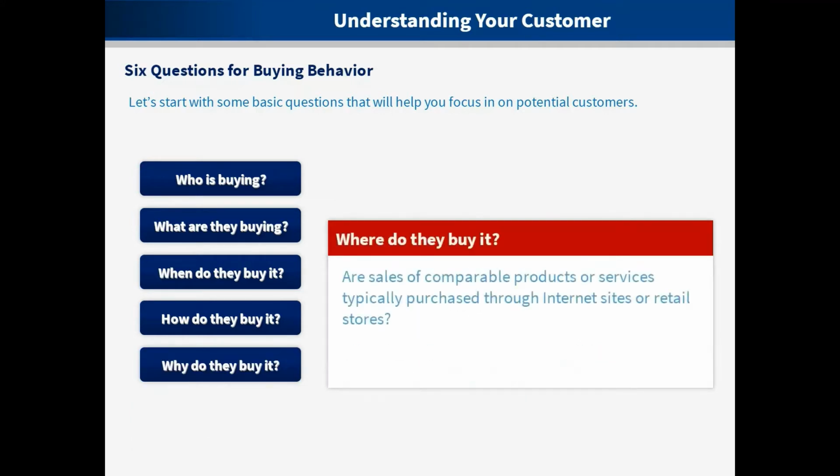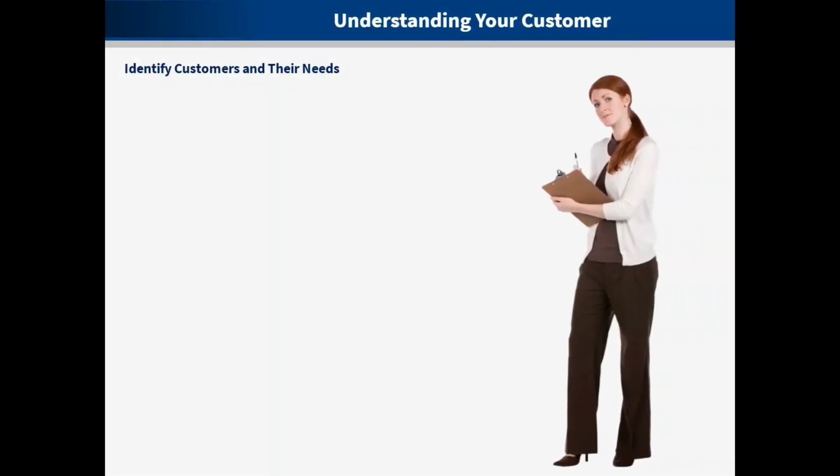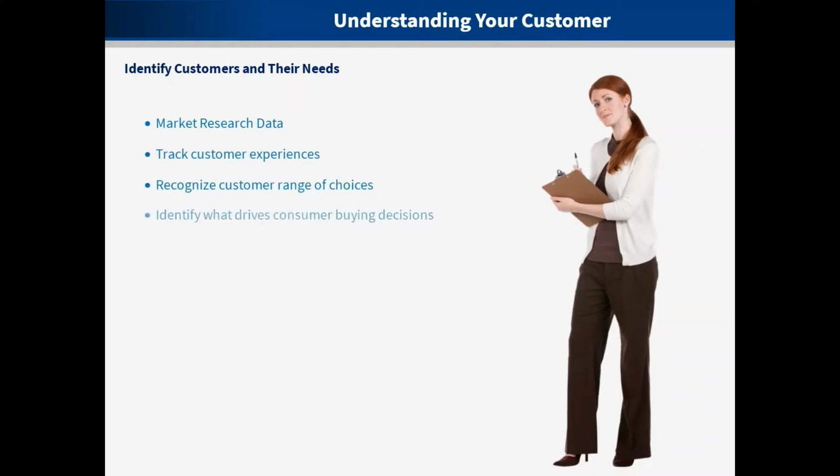Are sales of comparable products or services typically purchased through internet sites or retail stores? Do customers expect delivery or home service? There are 4 basic ways you can identify your customers: reviewing market research data, tracking customer experience, recognizing the customer's range of choices, and identifying what drives your consumers' buying decisions. Let's take a closer look at each of these options and see how you can make use of them.